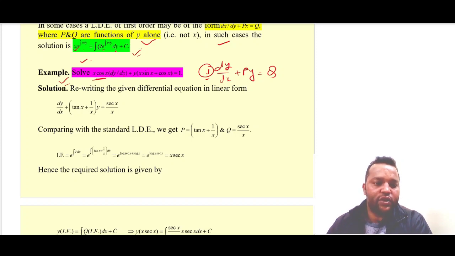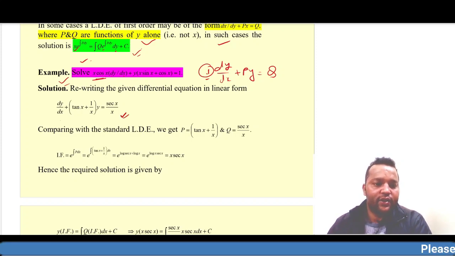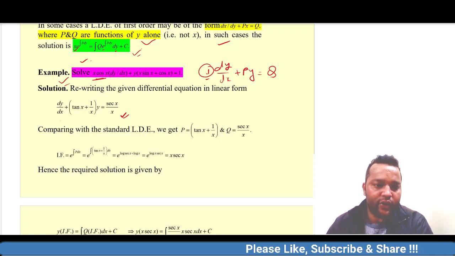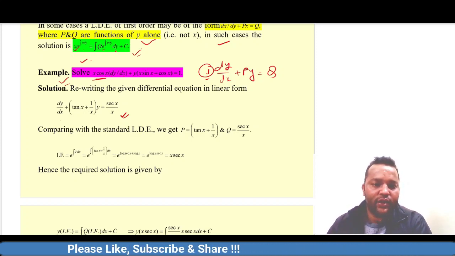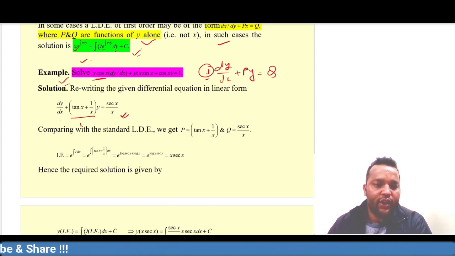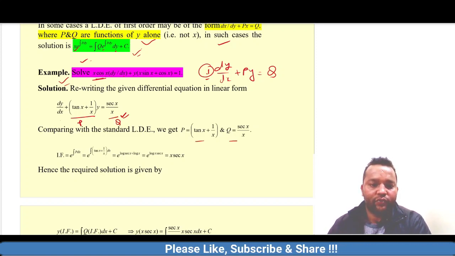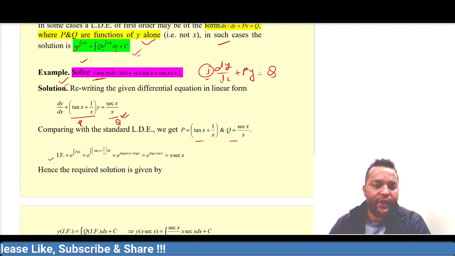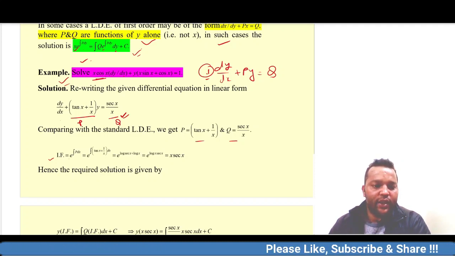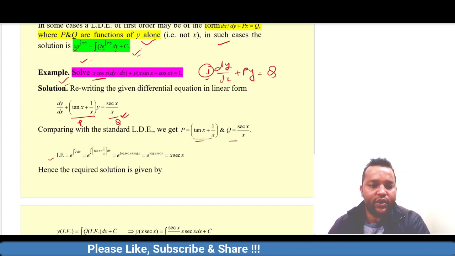So dividing the whole equation by x cos x, this is the modified or reduced form. Now comparing with this standard form, this function is our p function and this function is our q function. And next, the integrating factor is e raised to the power integration of p dx, simply e raised to the power integration of the p function.